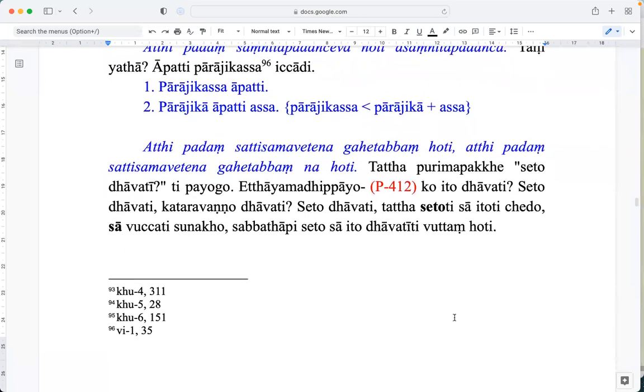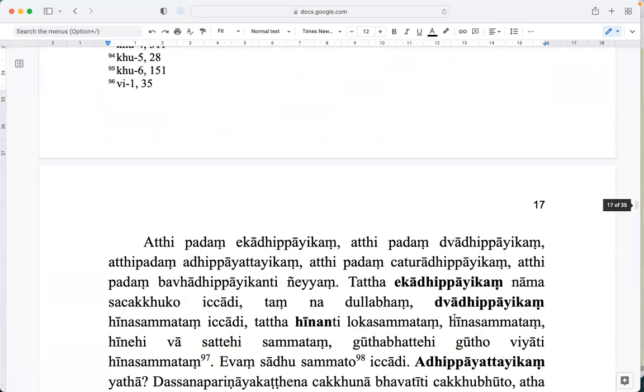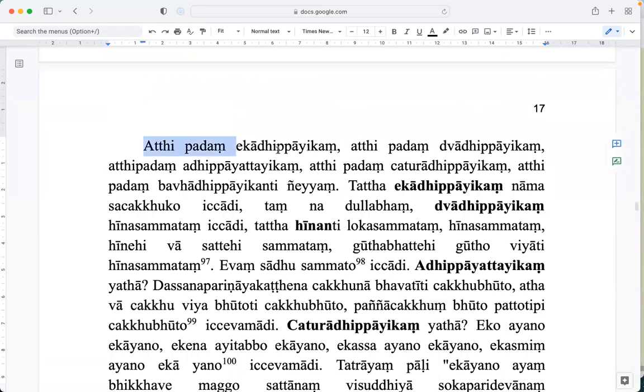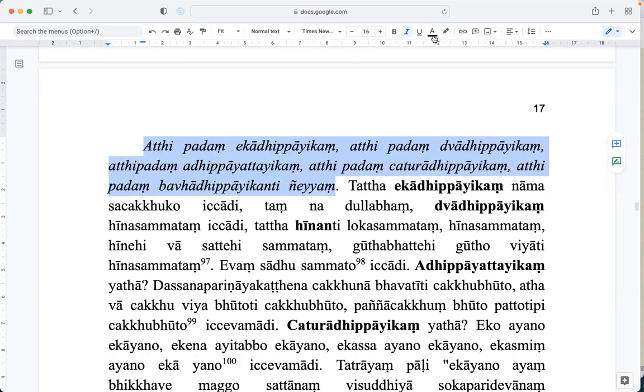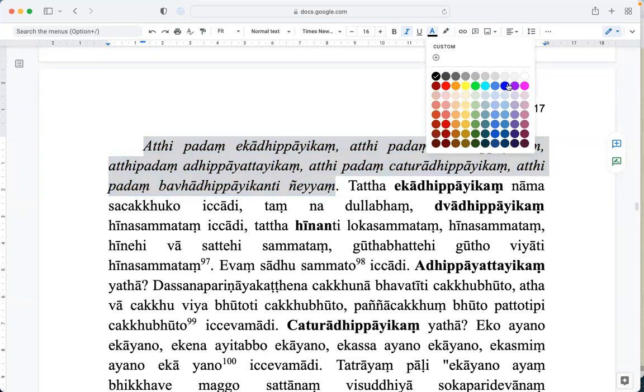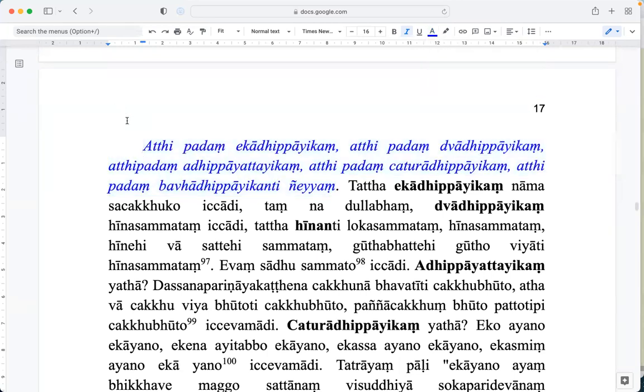Okay, let's move to the next. Atibadan Ekade Bayikan, Atibadan Dwade Bayikan, Atibadan Ade Bayikan, Atibadan Chadura de Bayikan, Bahwa de Bayikan. Niyam. Skillful in the Pāḷi Tipitaka.